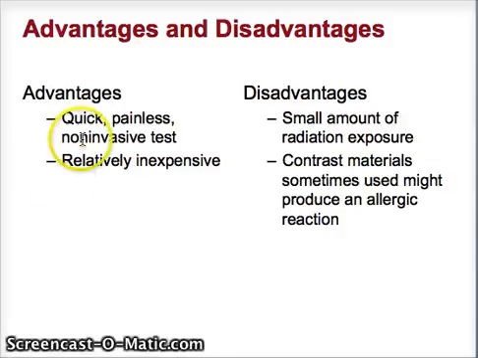So the advantage is it's painless, very quick. It only takes like a second, and it's inexpensive. The problem is the small amount of radiation, which, unless you're getting X-rays all the time, shouldn't be a big deal. And also the contrast materials, so the dyes that you're taking. Plus, it's only a 2D image, that should probably be here. You can only really look at dense structures. That should also probably be here. Those are some disadvantages to X-rays.